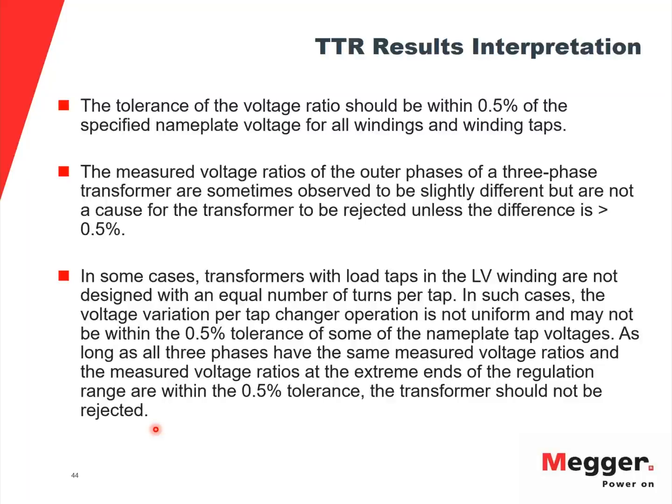But as long as the A, B, and C phases on any given tap are reading very close to each other, and the extreme taps are within 0.5% tolerance, you can accept the transformer and tap changer. It is okay. Those results are acceptable as long as the extreme taps are within tolerance and the intermediate taps phases are very close to each other.